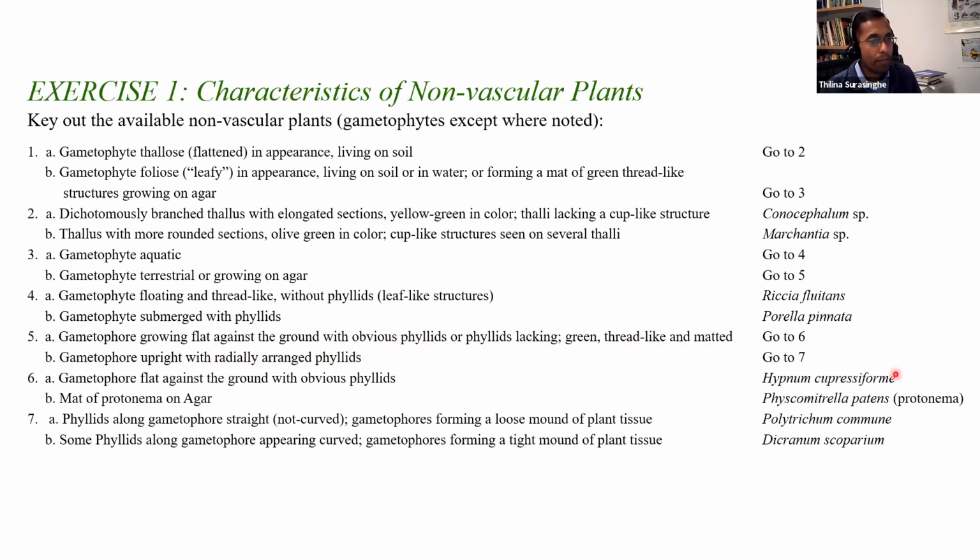Where would you go with that? 6 or 7? Or 5A or 5B? 5A. Others agree? Okay, 5A. So that goes to 6. Gametophore flat against the ground with obvious phyllids, mat of protonema. The last part doesn't apply, so it actually goes to this one.